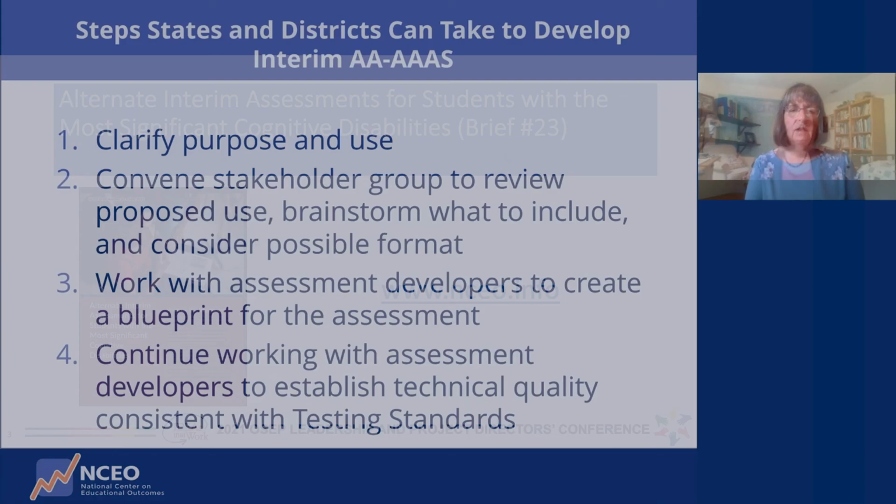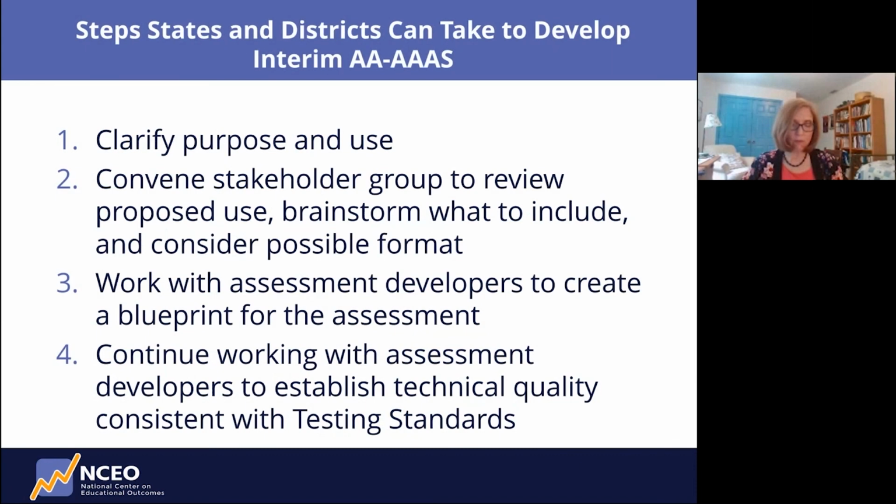To wrap up, let's review the steps states and districts can take to build an interim alternate assessment based on academic achievement standards. First, clarify the purpose and use for the interim. As noted in our last format example, the assessment needs to be designed to meet its intended use. It might be helpful to consider how the interim is used generally in the state or school district. What kind of alternate would be needed to meet this same purpose?